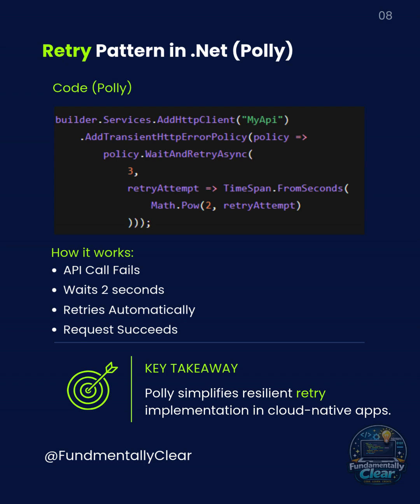Now for the .NET engineers, let me show you how clean this is with Polly. 3 lines of meaningful code. You add an HTTP client, attach a transient error policy, and call WaitAndRetryAsync with 3 retries and an exponential backoff using Math.Pow(2, retryAttempt). What this means in plain English: first retry waits 2 seconds, second retry waits 4 seconds, third retry waits 8 seconds. An API call fails, Polly handles it silently. Your user sees nothing. Your system recovers gracefully. This is production-grade resilience in under 10 lines of code.